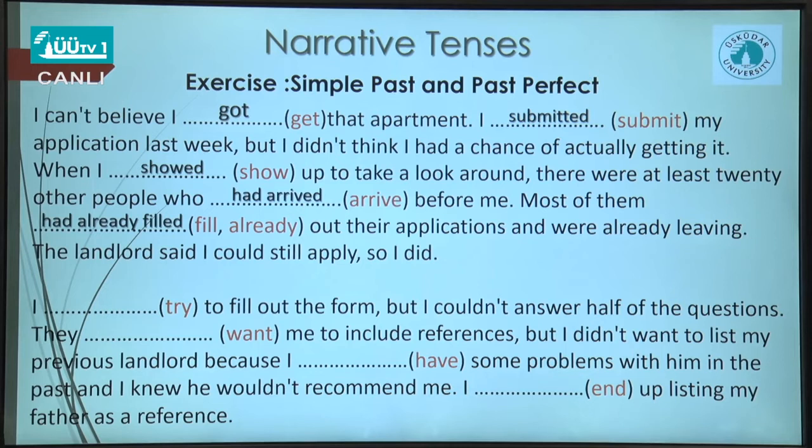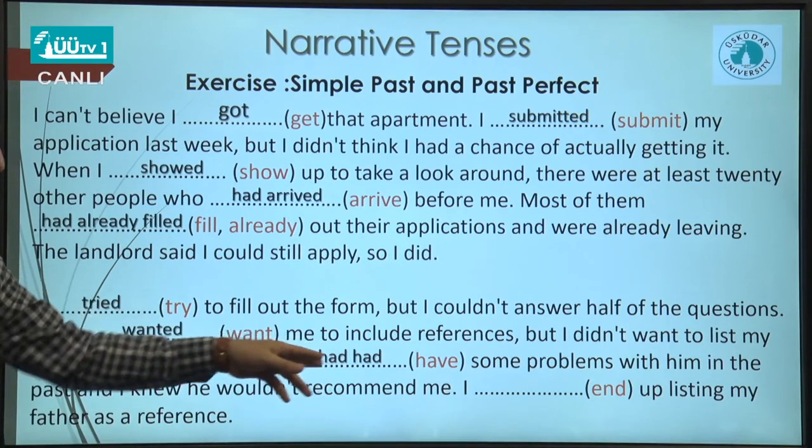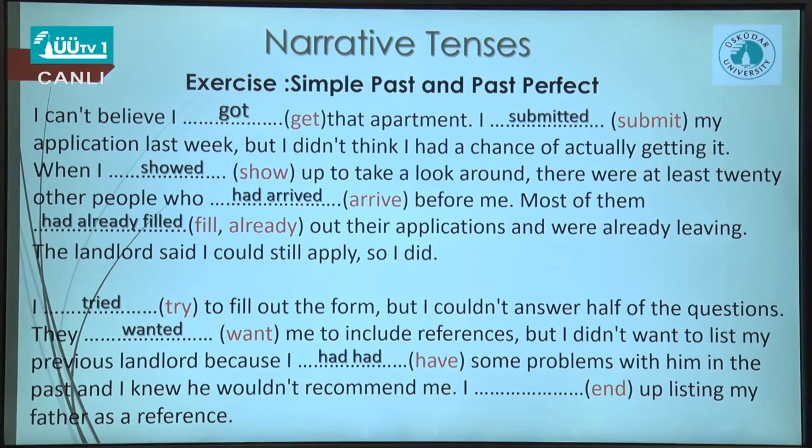The landlord said I could still apply, so I did. I tried to fill out the form, but I couldn't answer half of the questions. They wanted me to include references, but I didn't want to list my previous landlord because I had some problems with him. So he didn't want to mention the previous landlord as a reference because earlier than that he had some problems. The first had is part of the past perfect structure, and the other had is, let's say, the past participle form of the verb have that we have here.